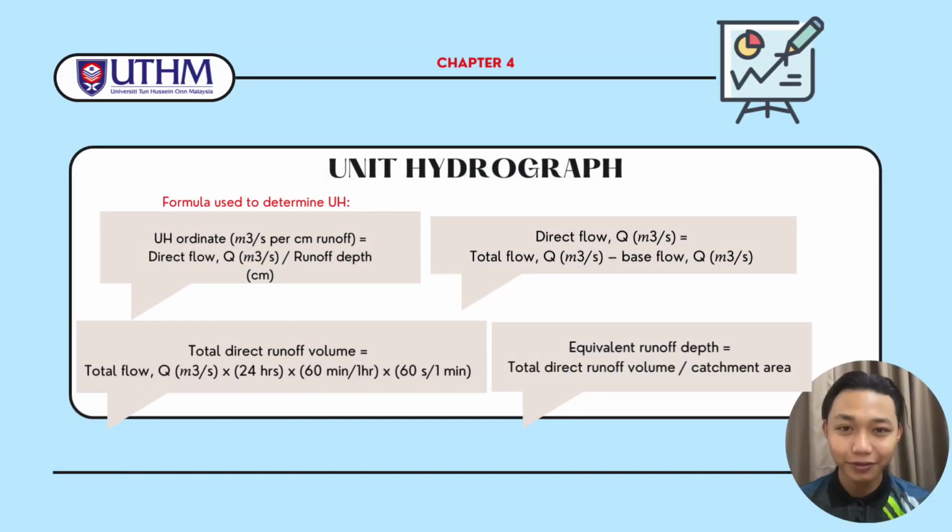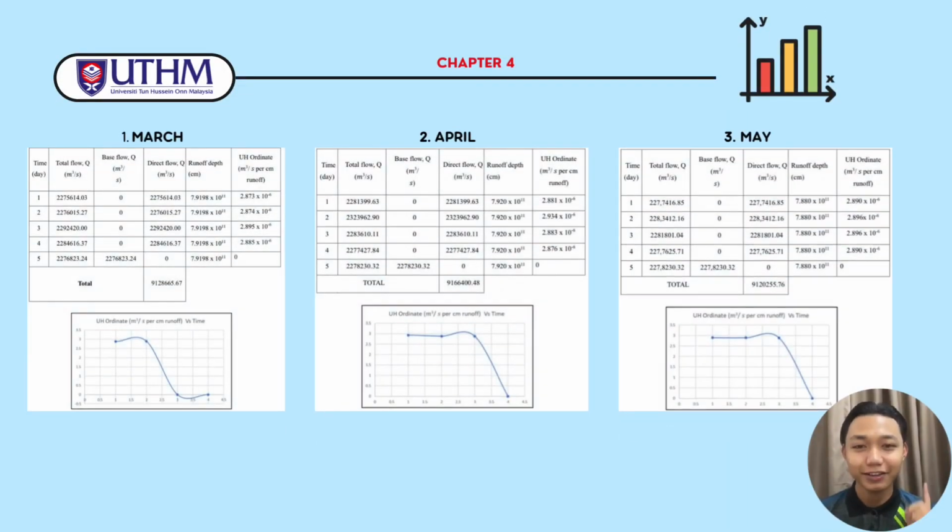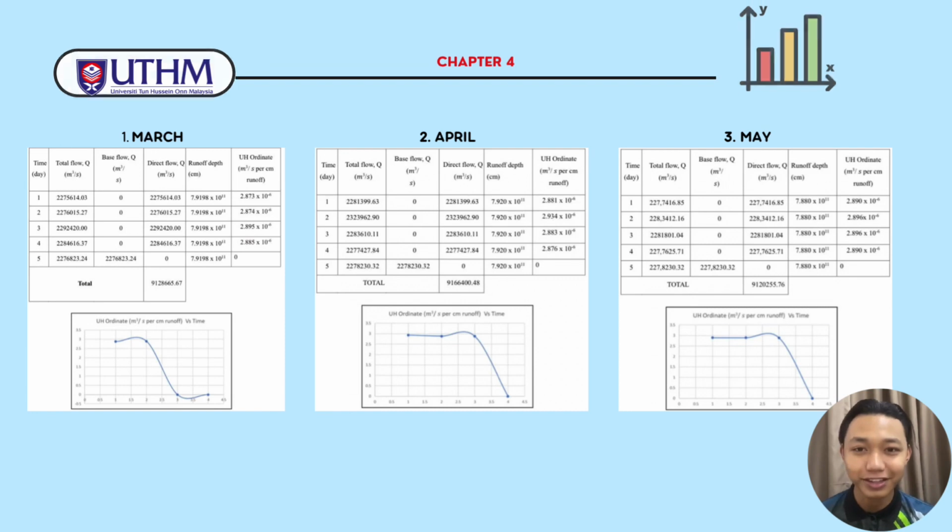For the unit hydrograph, this is the formula that we need to use to determine the UH ordinate. This slide shows the formula to determine the UH ordinate, direct flow, total direct runoff volume and equivalent runoff depth. For the calculation, we go to the next slide. On this slide, we get the UH ordinate from the previous formula. Also, we get the graph of UH ordinate versus time. We calculate for March, April and May, and that is the data that we calculated for the UH ordinate.